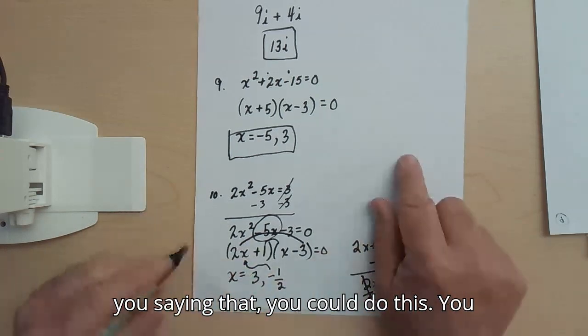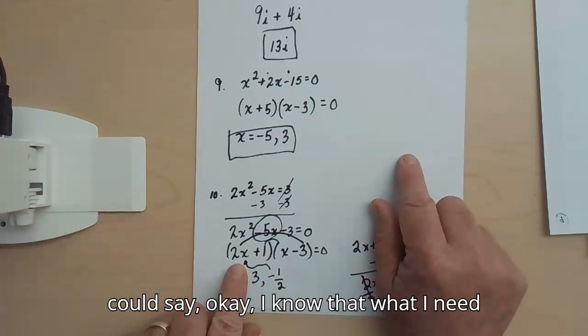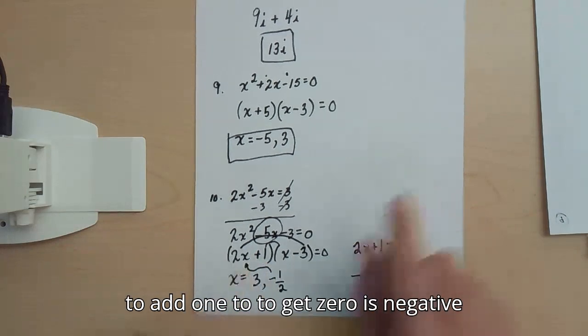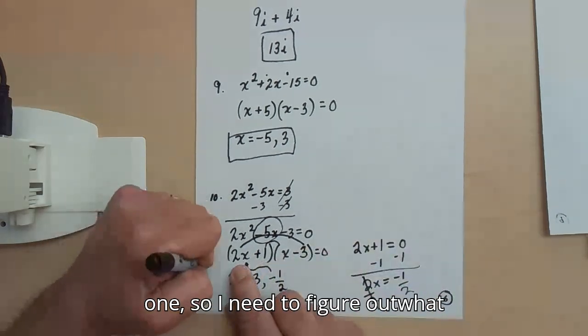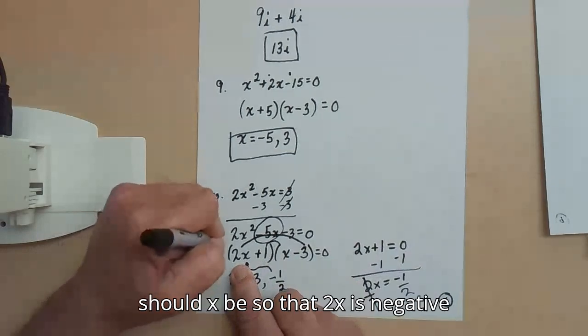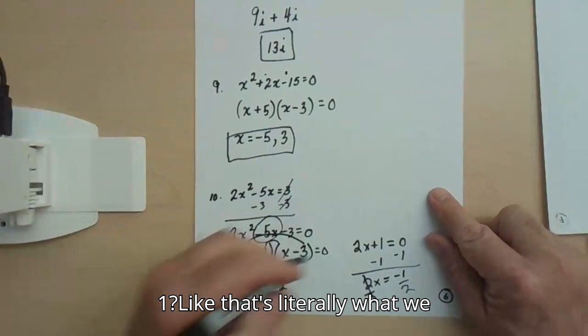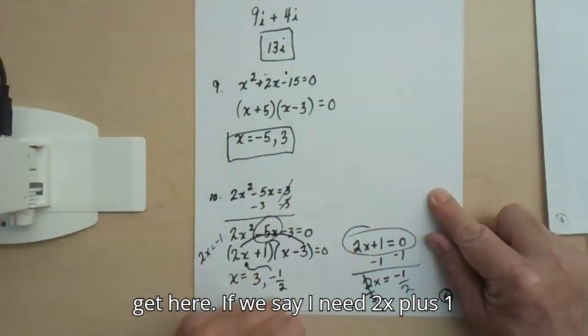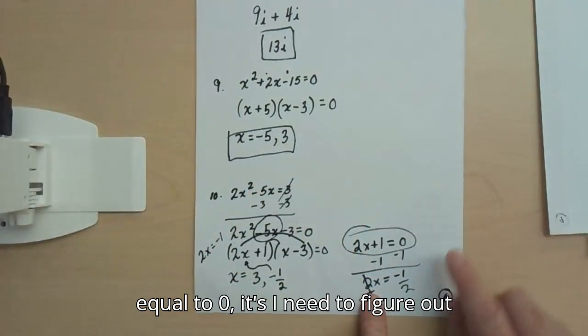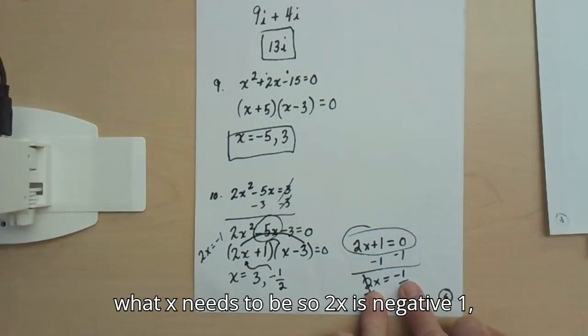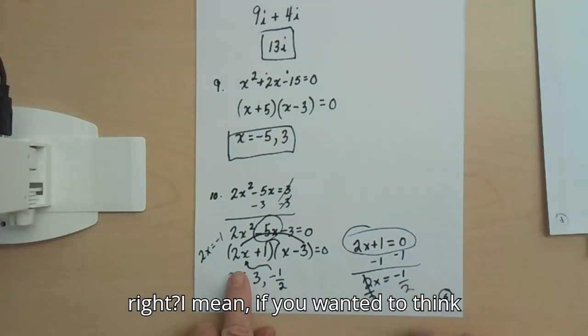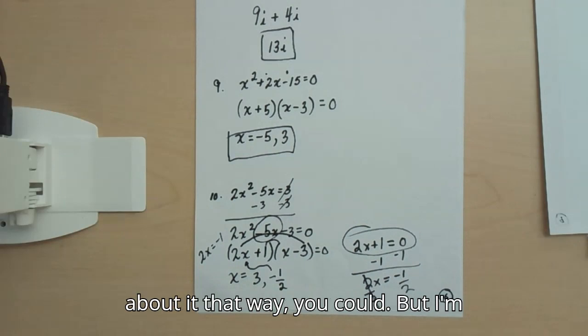You saying that, you could do this. You could say, okay, I know that what I need to add 1 to get 0 is negative 1. So I need to figure out what x should be so that 2x is negative 1. Like that's literally what we get here. If we say I need 2x plus 1 equal to 0, I need to figure out what x needs to be so 2x is negative 1, right? I mean, if you wanted to think about it that way, you could.